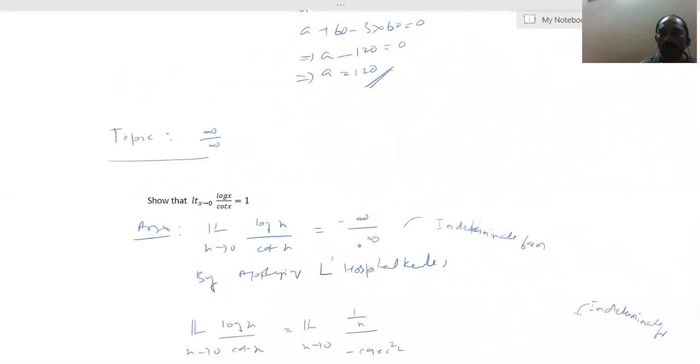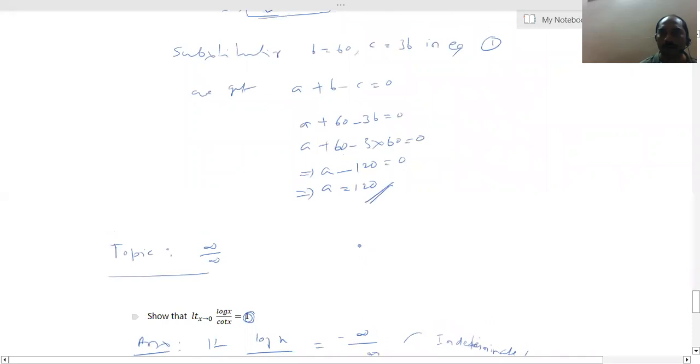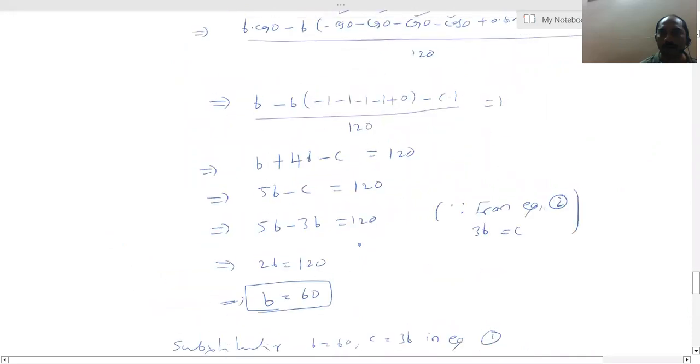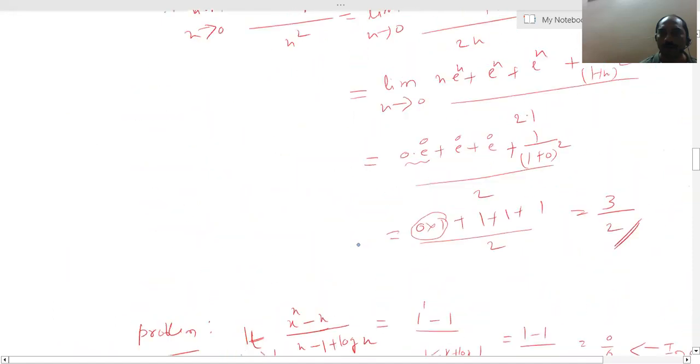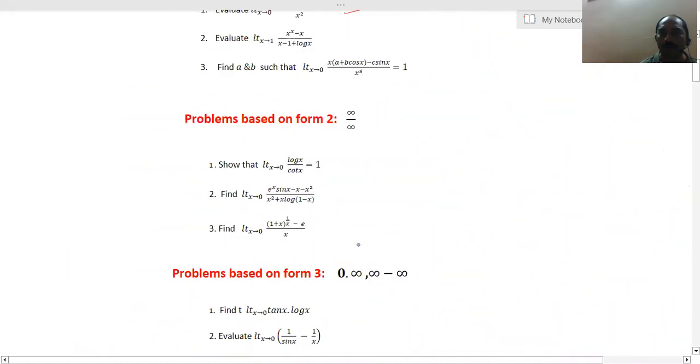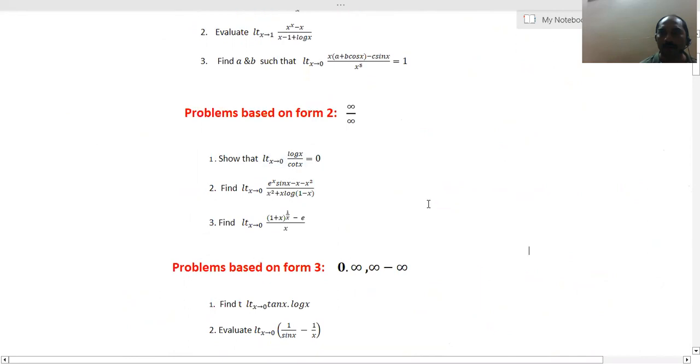Here I entered it wrongly. Please correct it. This limit value is 0, not 1. Limit x tends to 0, log x by cot x is 0. The list also has a small change. This limit value is 0, not 1. That's what I was thinking.